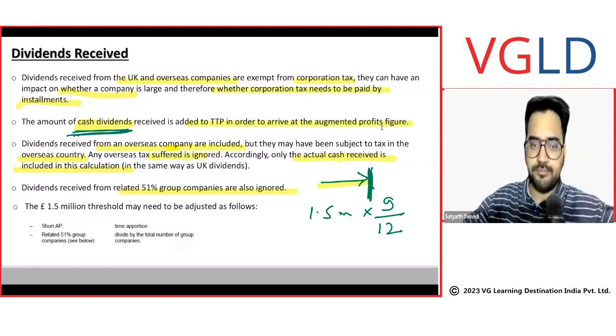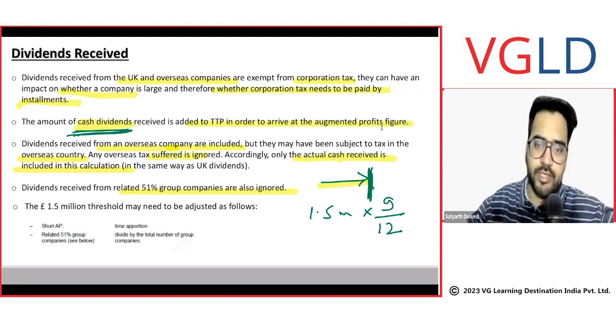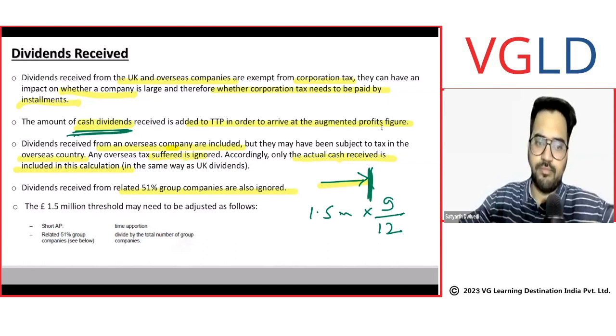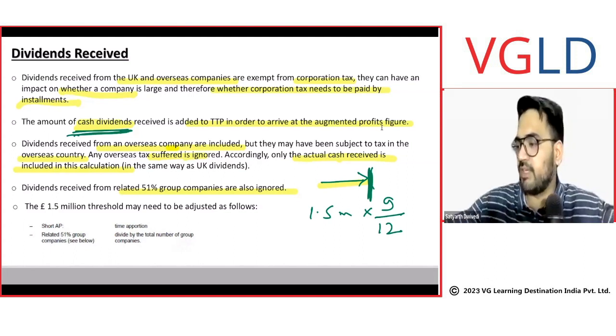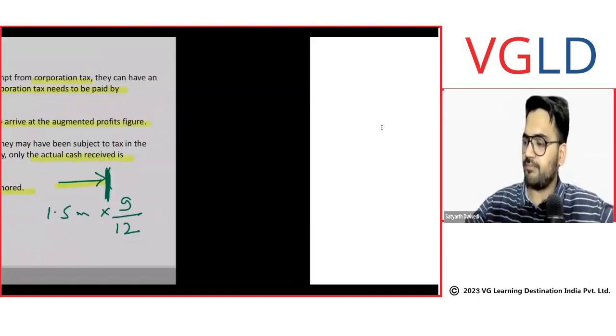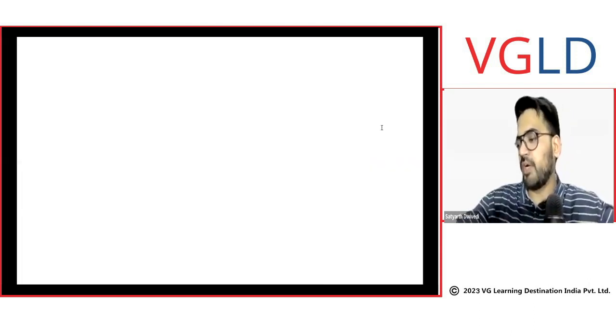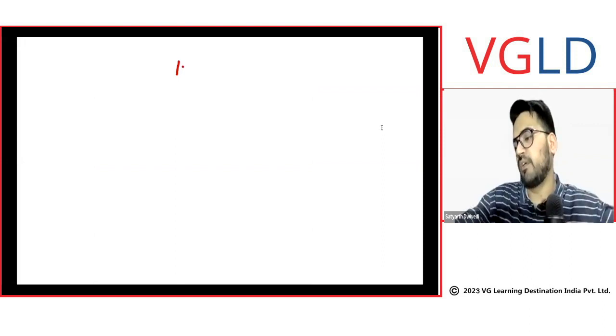Yes. Is this understood or do you need me to clarify more on this? So there are two things. First of all, do we have space here? First of all, the 1.5 million threshold.